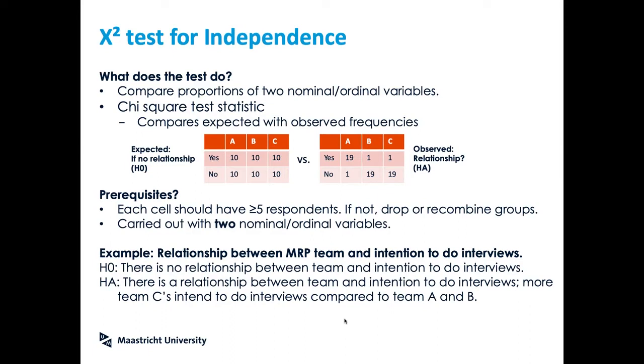The chi-square test then allows us to compare the proportions between these 2 nominal variables, as you can see shown below. Specifically, the test calculates a statistic that tells you whether the observed frequency, or the observed distribution here between teams A, B, and C and their plan of conducting interviews, differs from what we would expect if there was no relationship.